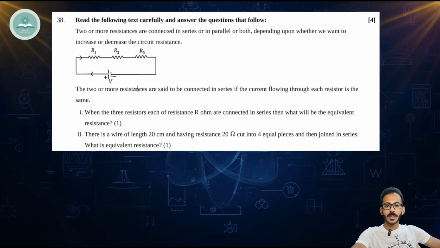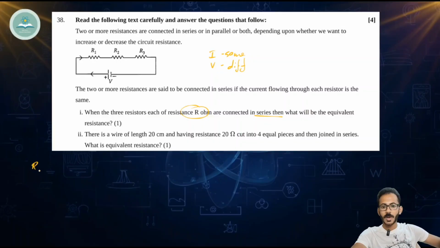Then the 2 or more resistances are said to be connected in series if the current flowing through each resistor is same. We already told that in series connection, current is same and potential difference or voltage is different. But in parallel connection, the opposite happens. In parallel connection, current is different, voltage is same, potential difference is same. So now first question: when the 3 resistors, each of resistance R ohm, are connected in series, what will be the equivalent resistance? So here all the 3 resistors are R ohm. So what will be the equivalent resistance?